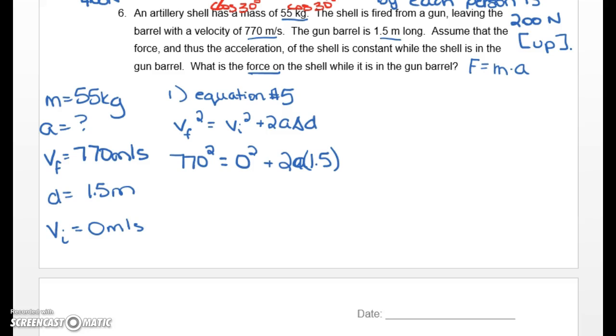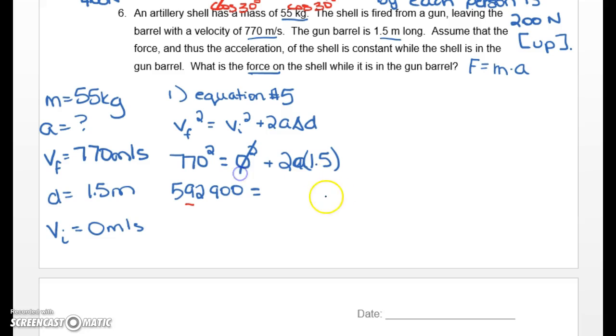Next I'm going to clean this up a little bit. We're going to put 770 squared into our calculator, and we should get 592,900. I'm going to keep track of sig figs on my way here. We have 2 sig figs in 770, which means our answer should have 2 sig figs as well.